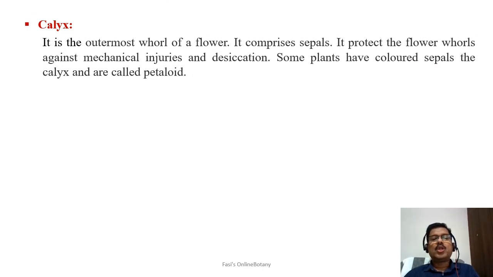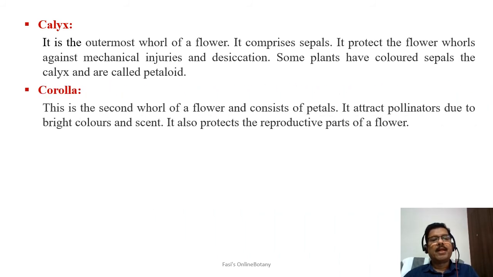The calyx is the outermost whorl of a flower. It comprises sepals. It protects the flower's whorls against mechanical injuries and desiccation. Some plants have colored sepals and calyx, which are called petaloid. Corolla is the second whorl of a flower and consists of petals. It attracts pollinators due to bright colors and scent. It also protects the reproductive parts of a flower.